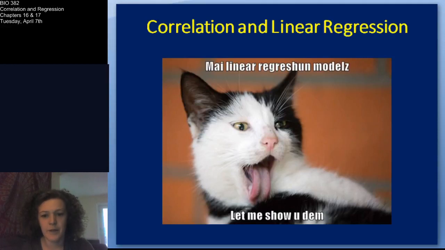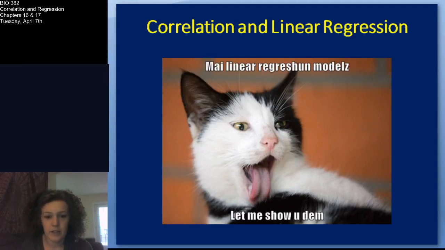Okay, so let's talk about correlation and linear regression. With analysis of variance and t-tests, we were asking whether there was a difference between means. So it's all about differences, right? Whereas with correlation and regression, the framework is now all about relationships. Is there an association between x and y variables? Is there a relationship between your x and y variables?